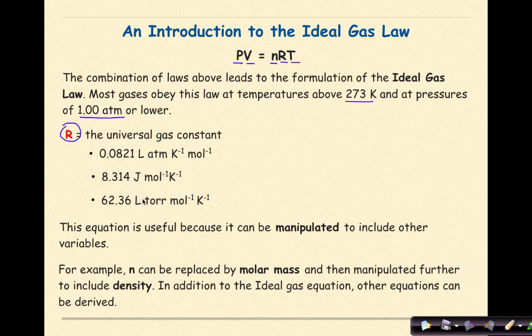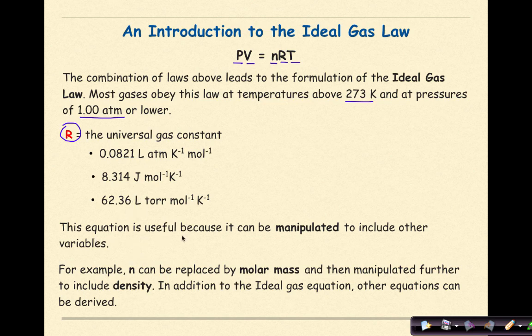Now R is the universal gas constant, and all of these gas constants are listed on your AP reference table. Which gas constant you use really depends on what variables are included in your word equation as you use PV equals nRT. What pressure are you using? Are you using atmospheres? Are you using torr? What volume are you using? Most of these are listed in liters. Do we have moles? Do we have joules? It really depends on what is involved in the word equation which gas constant you're using.